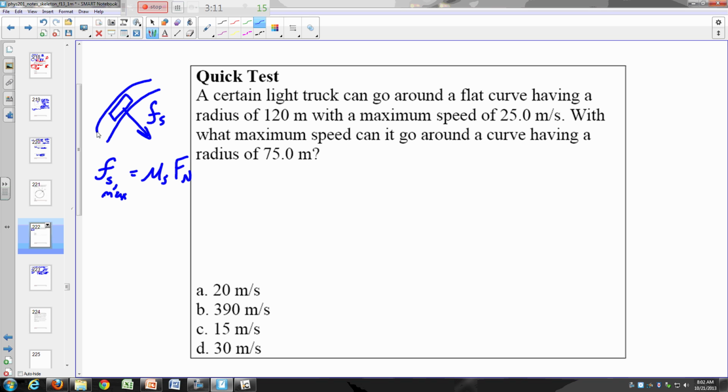About 20 more seconds, so if you're still working, you wrap up your answer. Stop at 3:35, 10 more seconds.